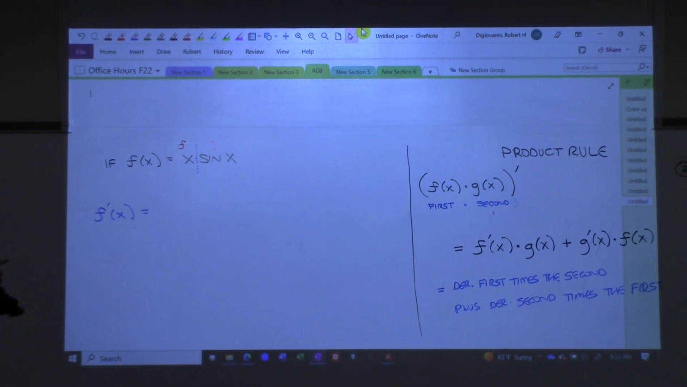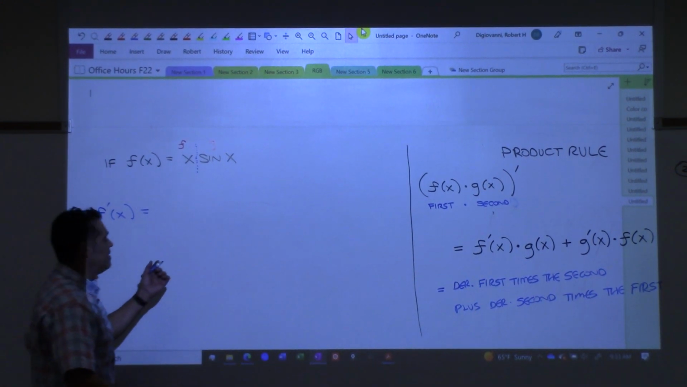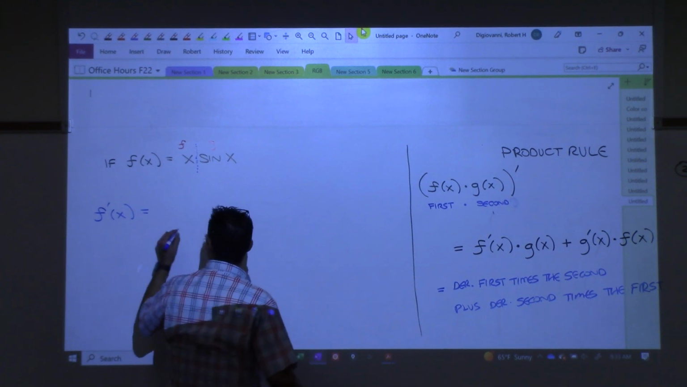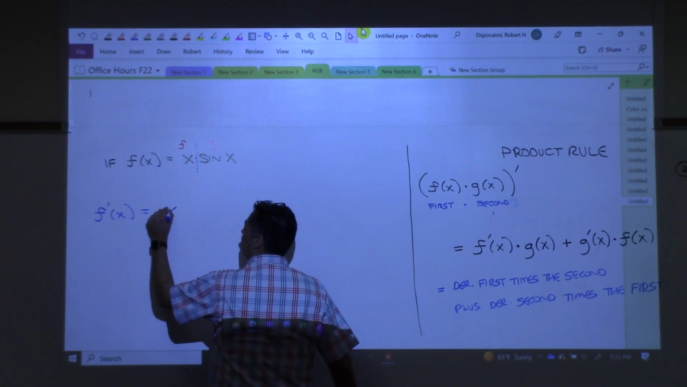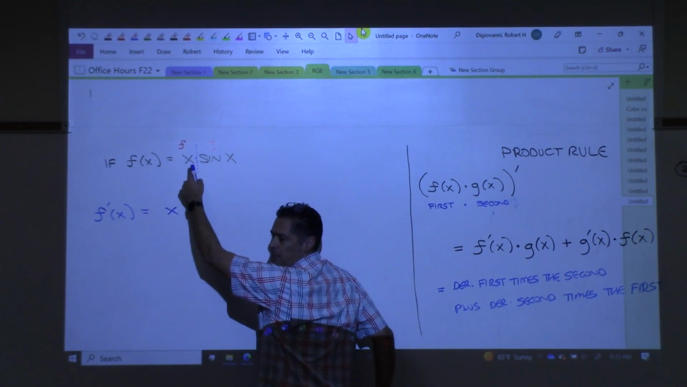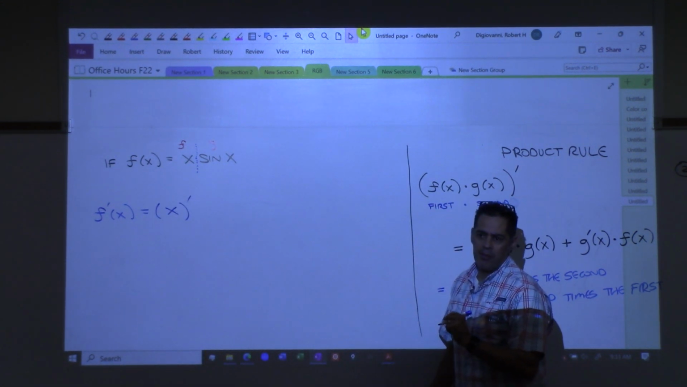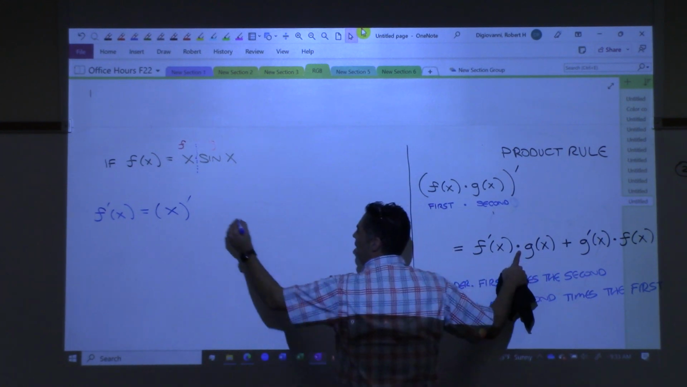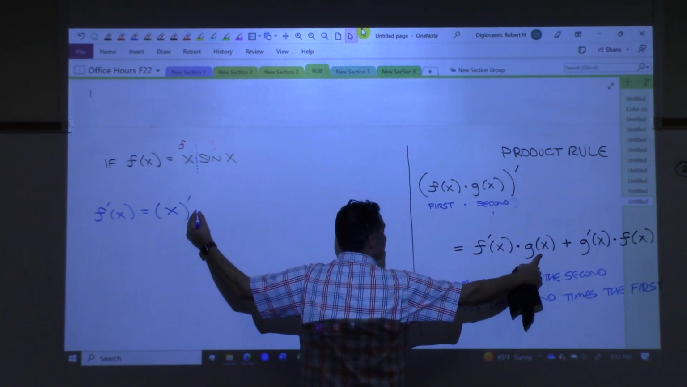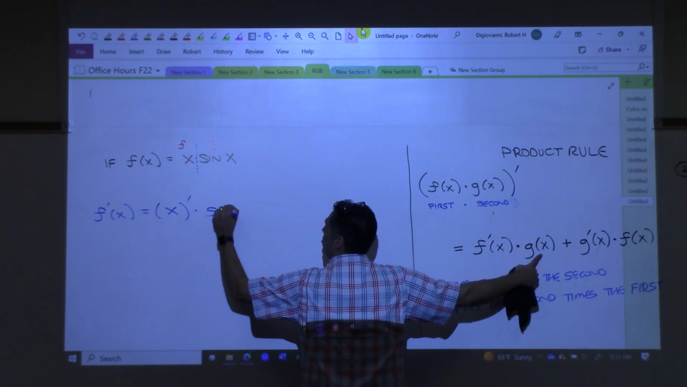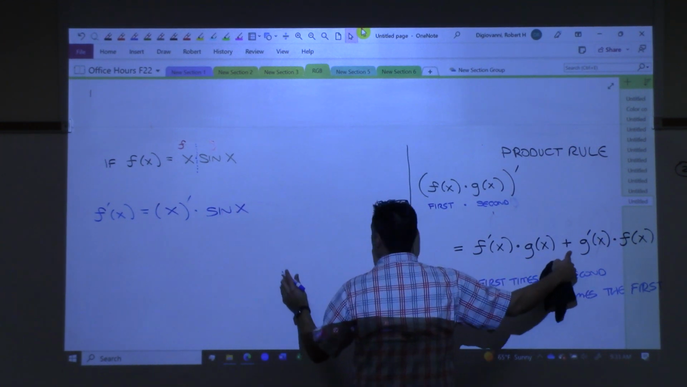Take the derivative of the first function, which is x, right? I'm going to write that down. I'm not actually going to take the derivative. I'm just going to write it down. I'm going to take the x, and I'm supposed to take its derivative, right? So I'm going to write prime. That means I need to take derivative of the first function. Now I multiply that times the second function, right, g of x, but I do not take the derivative, sine of x. Then I add to that.